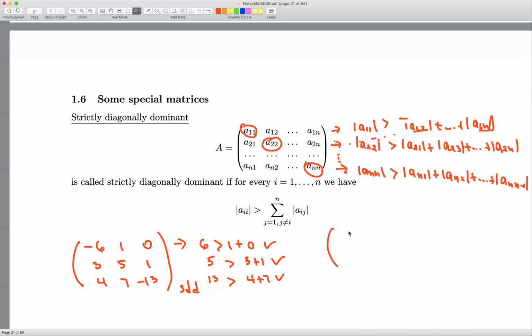What about the matrix with rows -3, 1, 2; 3, 7, 0; 5, -1, 8? This matrix will not be strictly diagonally dominant because even if we look at the first row, for example, we have the absolute value of -3, which is 3. Is it true that 3 is bigger than 1 plus 2? This is not. We have to have strict inequality, and therefore this matrix is not a strictly diagonally dominant matrix.